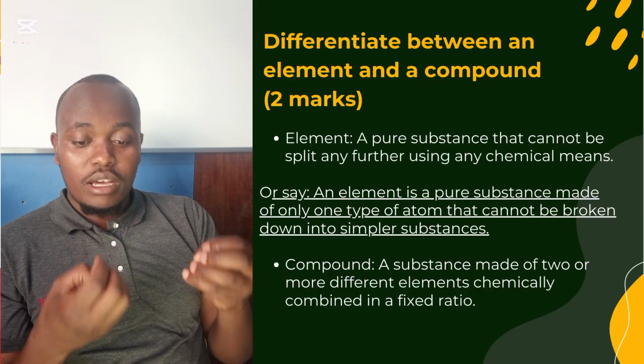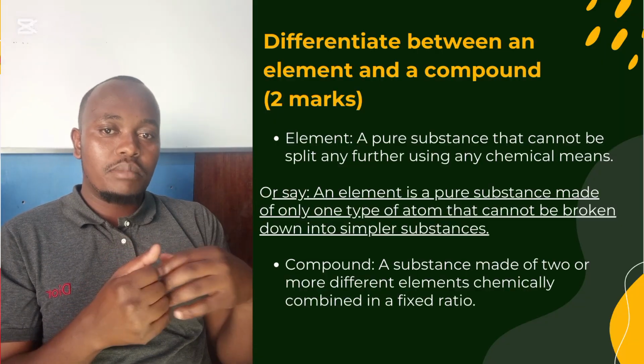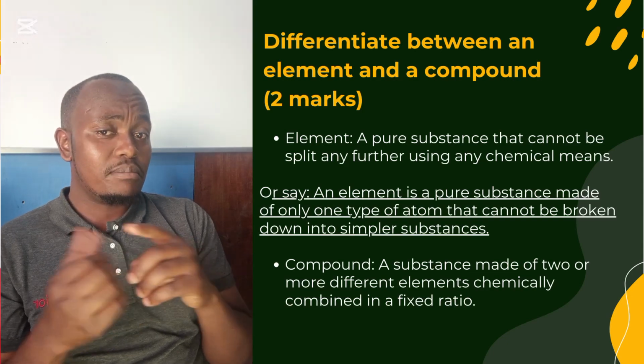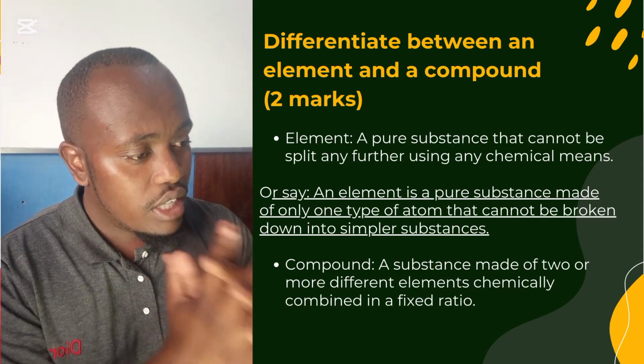For example, you go to someone who has cooked maize and beans, and you go to a different person, you find the ratio of beans to maize is different. Therefore, those are mixtures. And also you can identify the components.